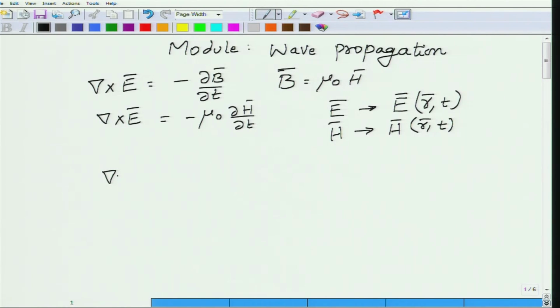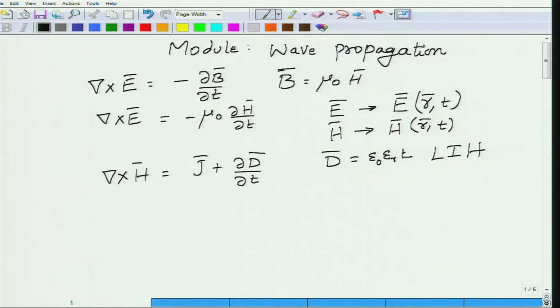Alright, so this was Faraday's law. What about Maxwell Ampere law? Maxwell Ampere law is curl H is equal to J plus del D by del t. We will assume linear, isotropic, homogeneous media for which D will be epsilon 0 epsilon R into E. Now instead of writing epsilon 0 into epsilon R, I sometimes shorten this and simply write epsilon E. Again remember D is D of R, t and E is E of R, t. Epsilon is a constant, it includes the free space permittivity epsilon 0. If the medium happens to be a dielectric with epsilon R greater than 1, then it would be epsilon 0 into epsilon R.